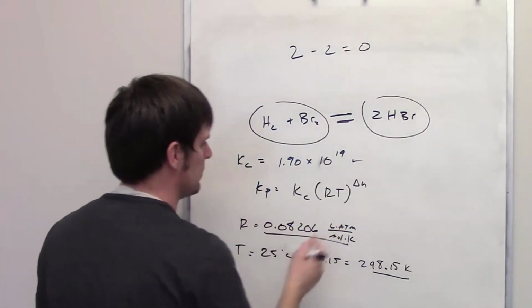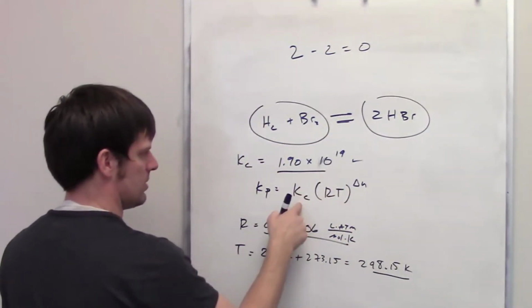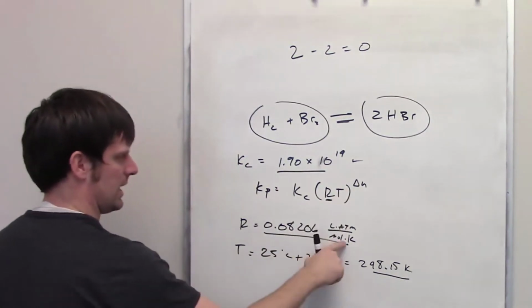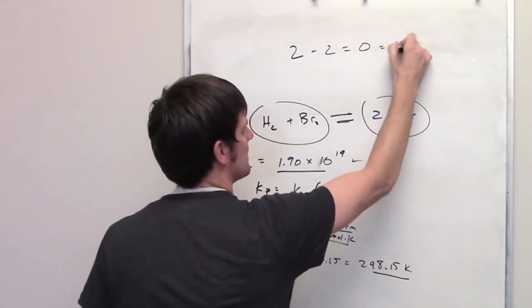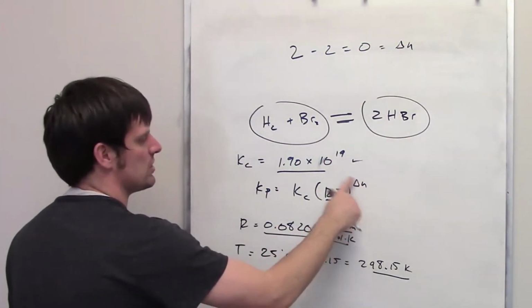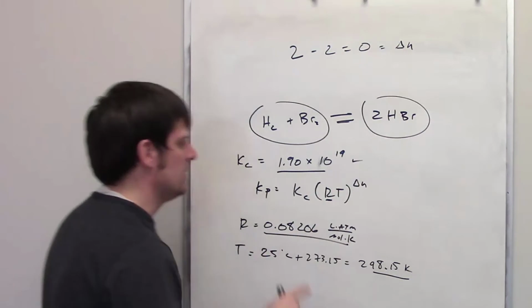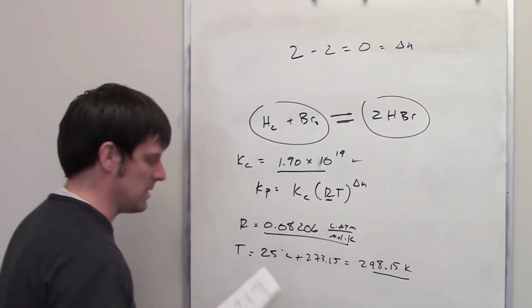So now all we have to do is substitute the numbers. I've got Kc right here. I've got R, which is right here. I've got temperature, which is here. And I've got delta N. Well, delta N is 0. Beautiful thing about that is that when you use that as an exponent, it reduces all of this to 1. So really Kp ends up equaling Kc.